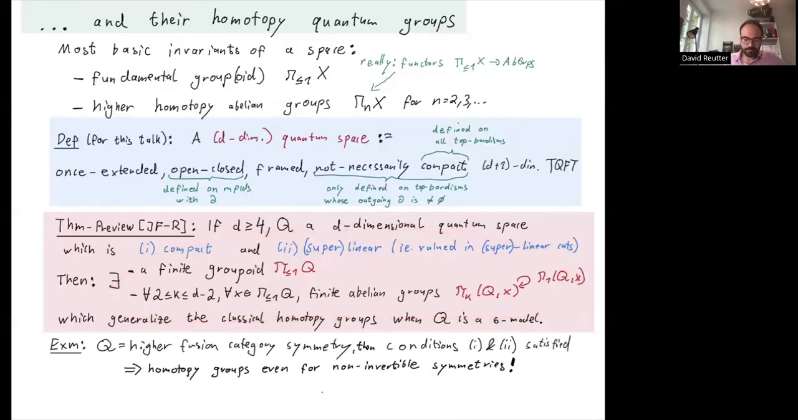And an example of such a d-dimensional quantum space which satisfies conditions 1 and 2 is any higher fusion category in the correct dimensions, to be in dimensions 4 and 5. So you do extract these homotopy groups, even if your quantum space, even if your TFT is built from some higher fusion category, which a priori could be an exotic gadget.